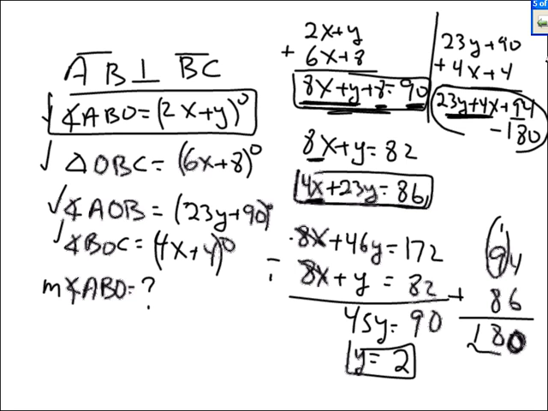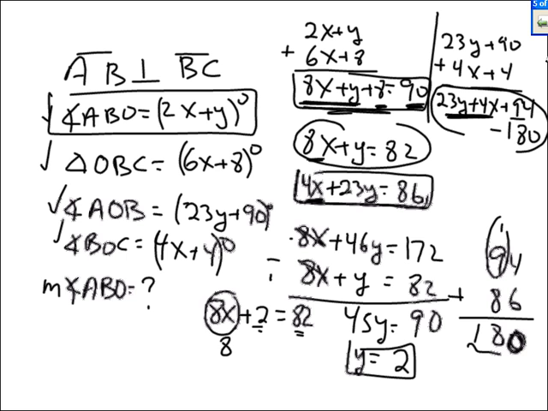Now, I can find x from, say, this equation. Right here, 8x plus y, which is 2, is 82. So that must be 80, because 80 plus 2 is really 82. So 8x is 80. Now, rather than finding out what x is, I'm going to divide by 4. That way I find out what 2x is, because I want to know what ABO is. It's 2x plus y.